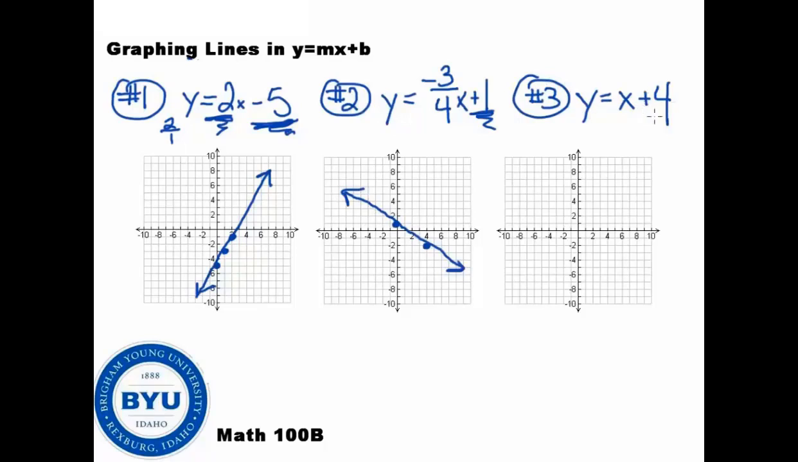Y equals x plus 4. X plus 4, that's got a y-intercept of 4. So I mark that. And the slope's a little tricky here. There's no number in front of that x, so it's an implied 1. So we would rise 1 over 1, and that would be the line. Okay, how'd you do? Hopefully you did well.